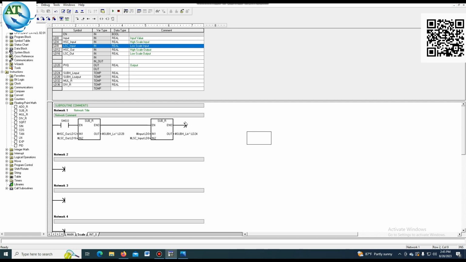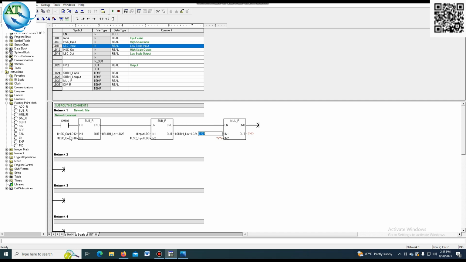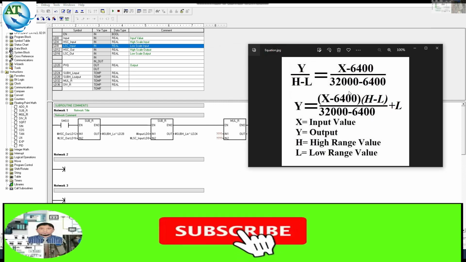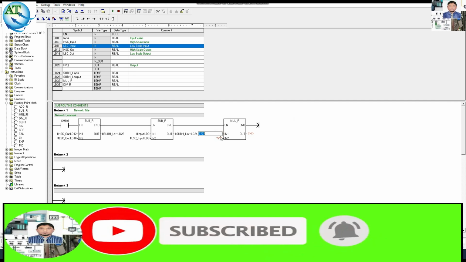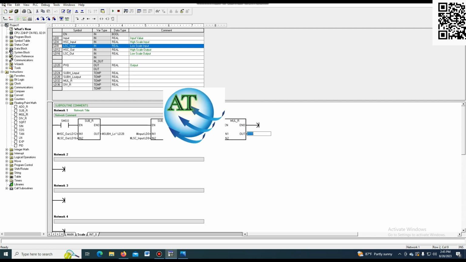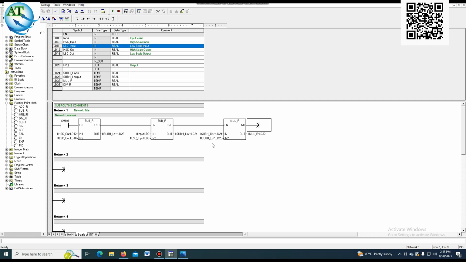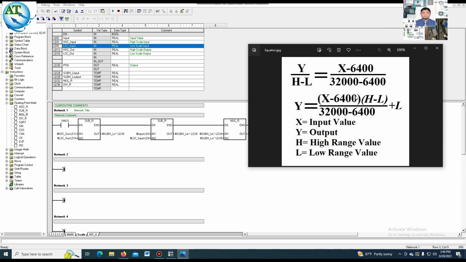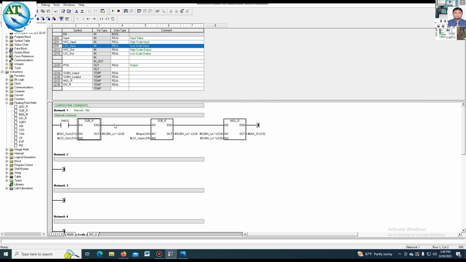Then we want to multiply this output and this output, so we insert another instruction, MUL_REAL. One operand is LD24 and the other is LD28, and both are multiplied and put in LD32. In the equation you can see this one and this one are multiplied. So this SUB_REAL and this SUB_REAL are multiplied in the MUL_REAL and the result is placed here.